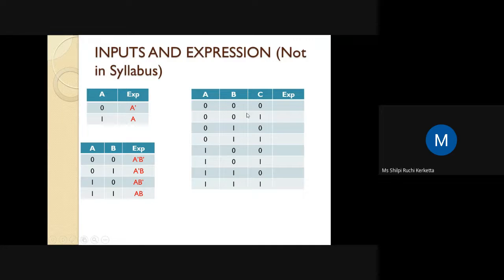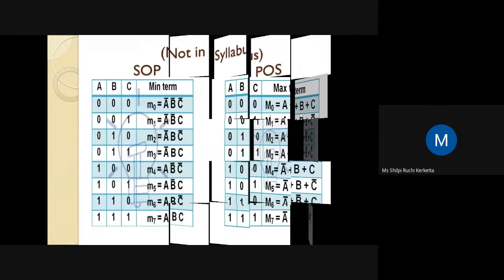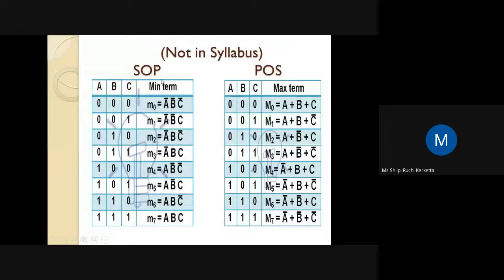So this is how we will write the expression, seeing the inputs. This is sum of products and this is product of sum. In sum of products, we will have a min term. We will call it a min term, and it will be expressed with a small m. So the first term will be m0, the second term will be m1, the third will be m2, and the last will be m7, because a total of 8 combinations are there for 3-bit input.